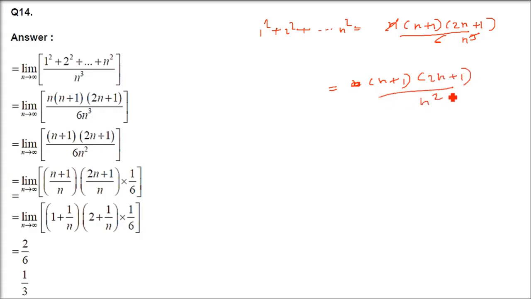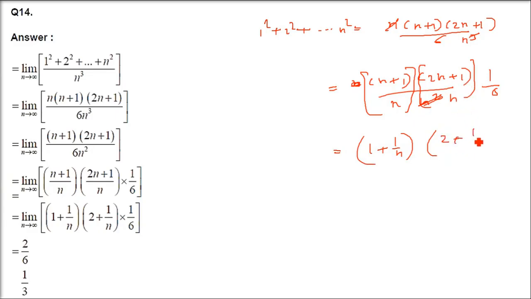Now you can take this 1 by 6 separately. We'll use 1 by 6 later on. So now n square you can write as n dot n. So 1 n we will put below n plus 1, 1 n will put below 2n plus 1. 1 by 6 we are just putting separately. So this is n plus 1 by n and this is 2n plus 1 by n. Now divide it: n by n is 1, 1 plus 1 by n. Here you have 2n by n, so 2 plus 1 by n. Then you have 1 by 6.